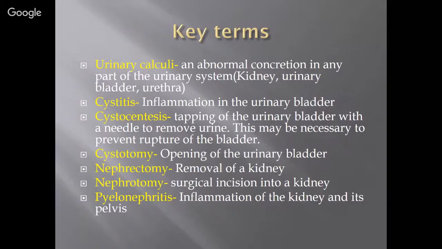Cystotomy is opening of the urinary bladder, typically for surgery, typically to remove something. Nephrectomy is the removal of a kidney. Nephrotomy is a surgical incision into a kidney. Pyelonephritis is inflammation of the kidney and its pelvis.